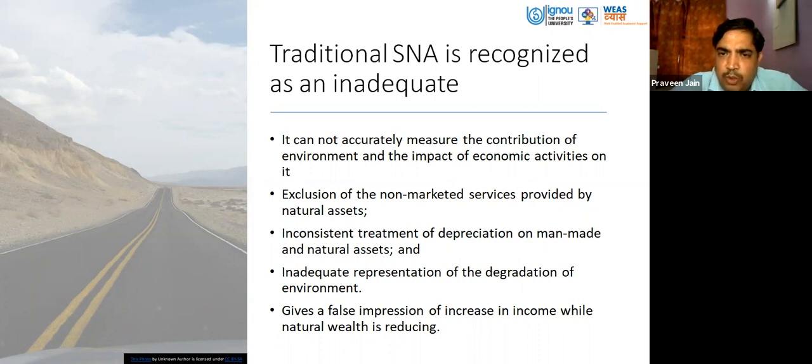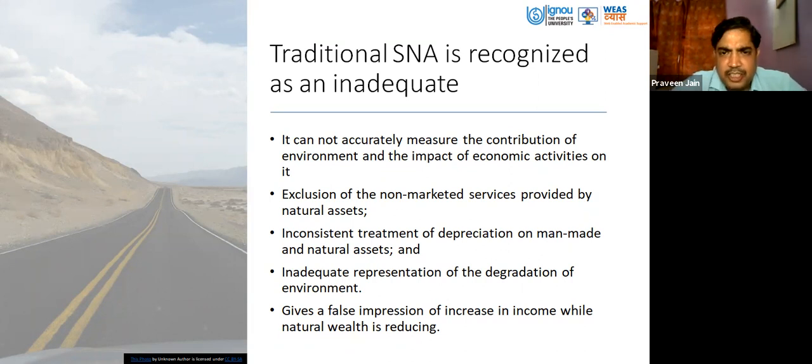And this traditional system of national accounting excludes the non-marketed services which are provided by natural assets. There are many services which do not have a market value, like water. Water, of course, in urban areas nowadays has some value, but in rural areas it is free. So it is a non-marketed good, and the value of water is not included in the traditional system of national accounting.